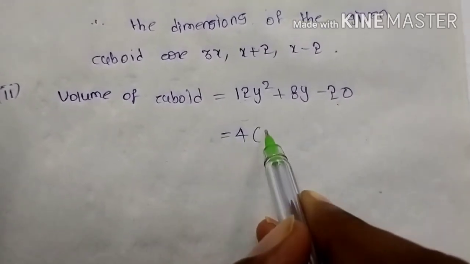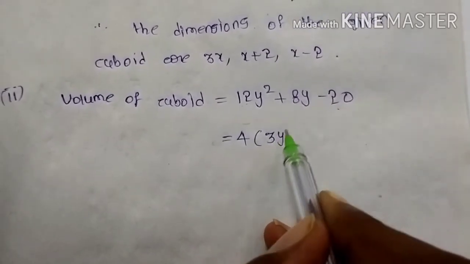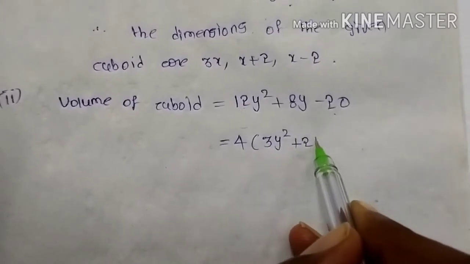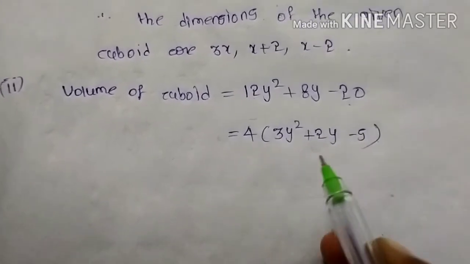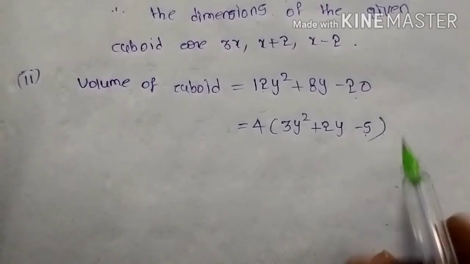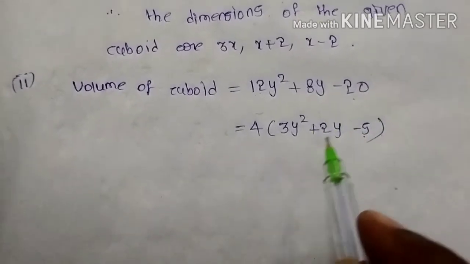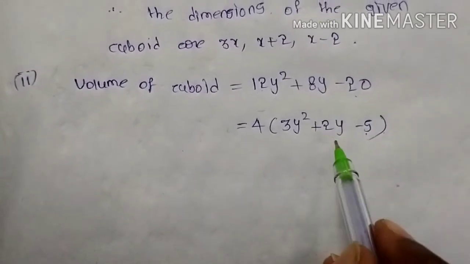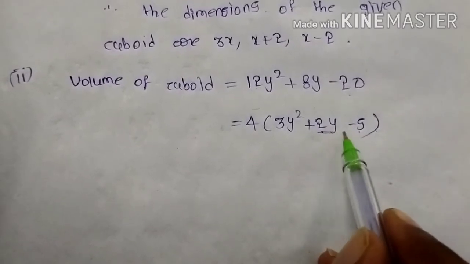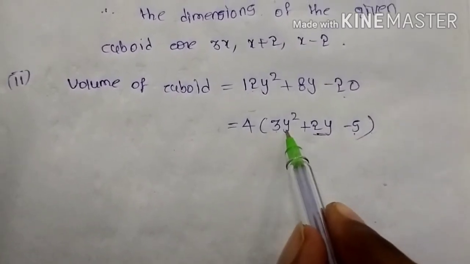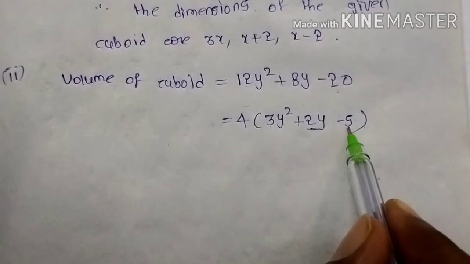4. I am writing here 4 times 3 is 12, that means 3y squared. 4 times 2 is 8, that means 2y. 4 times 5 is 20, that means you can write here 4 into minus 5. Is it okay? In the previous problem we have already discussed how you can split the middle term into two terms. First you need to multiply the coefficient of y square and the constant term.